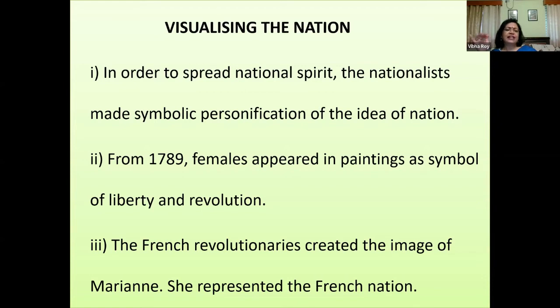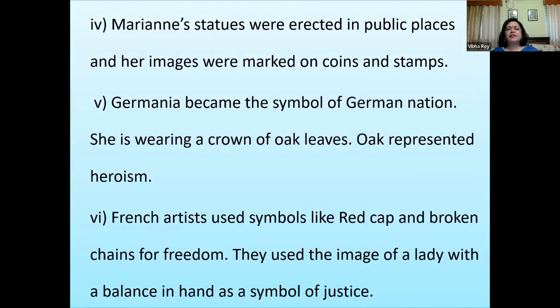So from 1789, females appeared in paintings as symbols of liberty and revolution. The French revolutionaries created the image of Marianne. She represented the French nation. Statues of Marianne were erected in public places and her images were marked on coins and stamps. Again, Germania became the symbol of the German nation. She is wearing a crown of oak leaves. What does oak represent? It represents heroism.